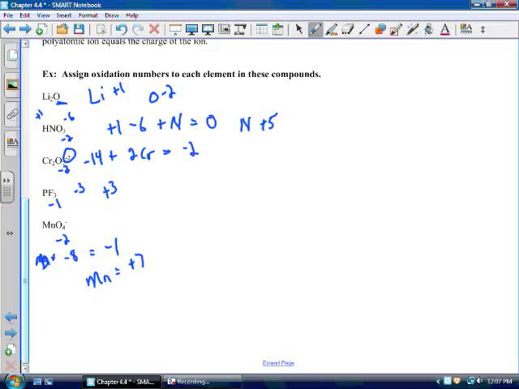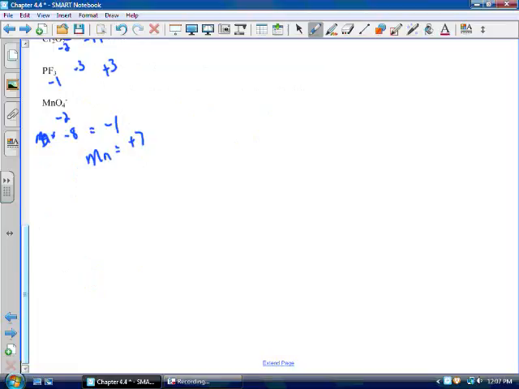Now, why is this useful? It's useful to us because in a chemical reaction, this will help us figure out what is being oxidized and what is being reduced. If I have a reaction such as the following.